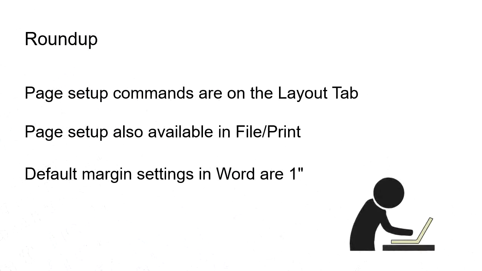To round up, you can set the document for printing by using the page setup commands on the Layout tab of the ribbon, or by just going straight to File, Print. The default margin size is 1 inch all the way around, top, bottom, left, and right. And the default print settings are set to print the whole document in portrait orientation, but you can print individual pages or groups of pages, and of course you can change it from portrait to landscape.